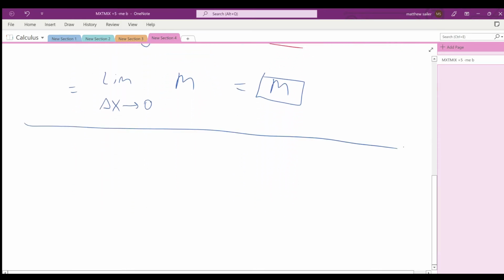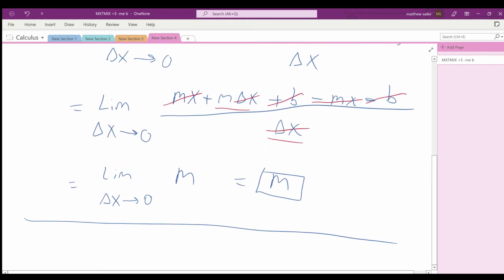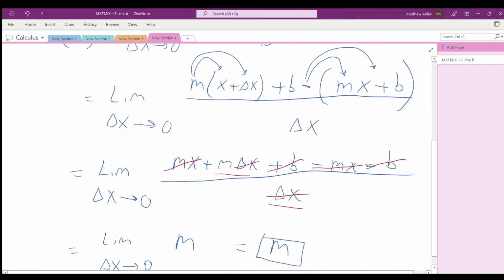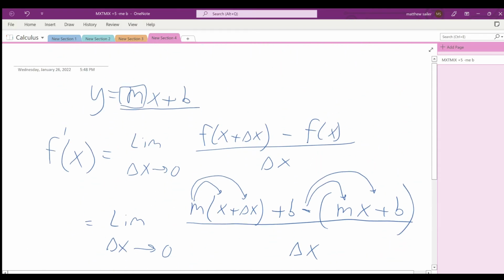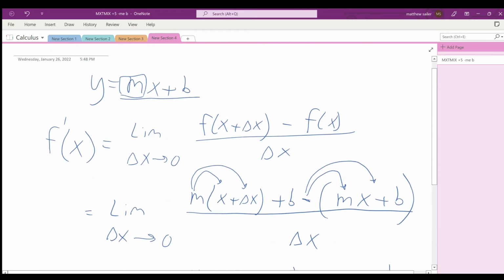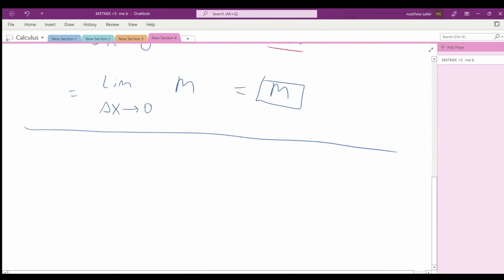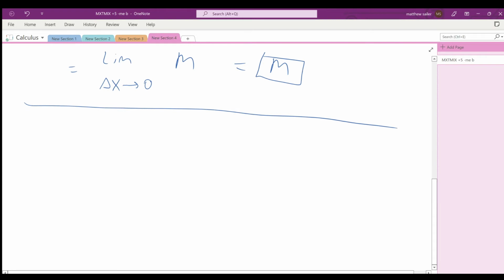So pretty self-explanatory, but just an explanation that shows that this definition of a limit applies to all functions, even the ones that are obvious. It took a lot more work to prove that than what it would take to just look at the slope of the line and know that m is the slope, but it's still important sometimes to demonstrate that those are true.